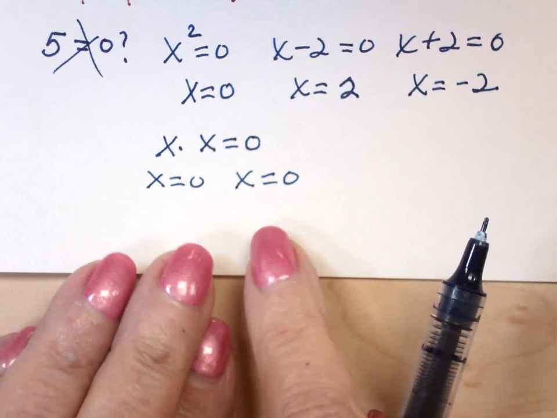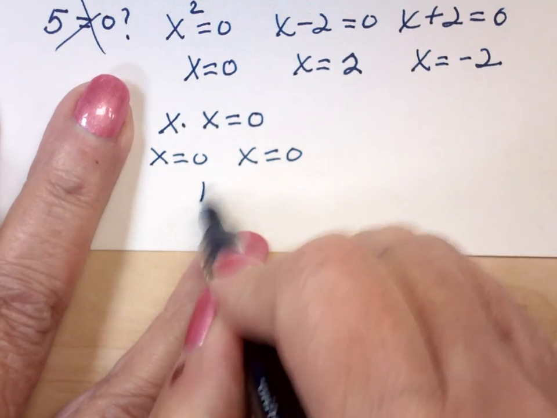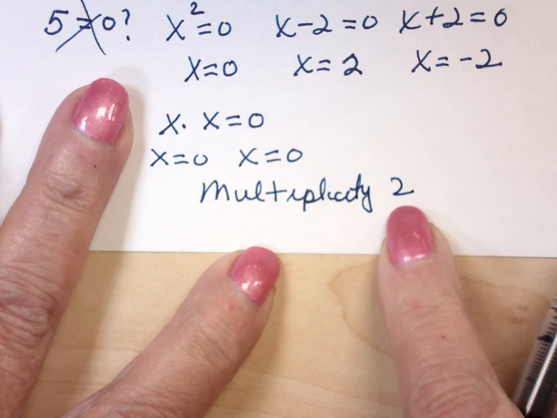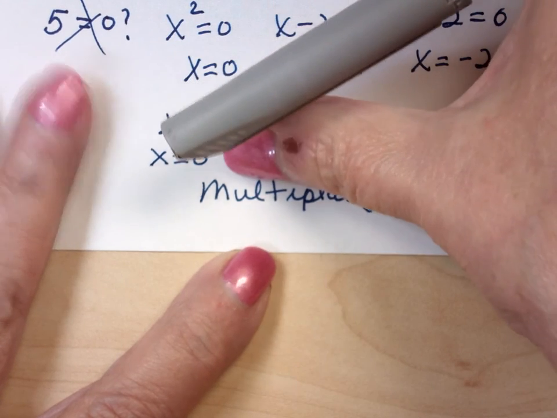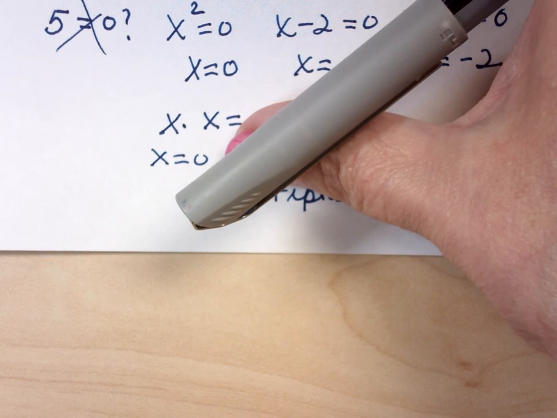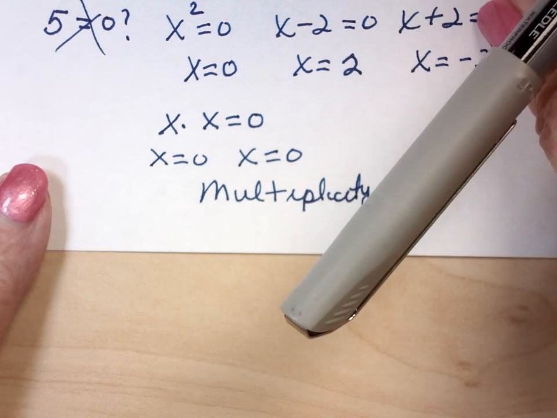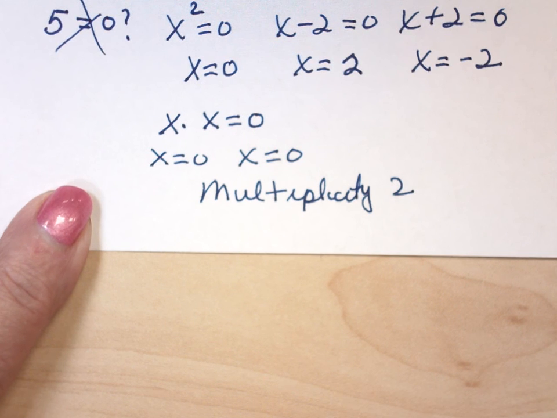Now in college algebra, we would write x equals 0 and then we would write the word multiplicity 2. Multiplicity 2 means it happens twice. But you only need to write it once. So for you, you would just write x equals 0, because we don't do multiplicities in this class. But in college algebra, the fact that you've got x equals 0 twice actually has some meaning.